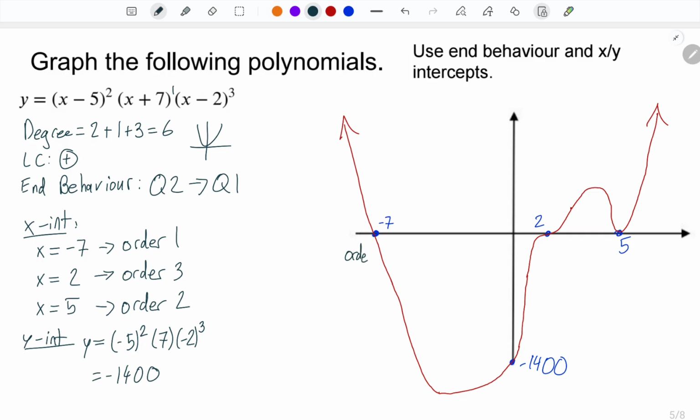So this is what order 1 looks like. Order 3. Again, you don't actually have to label the orders. Just doing it for these initial ones. And order 2 there.